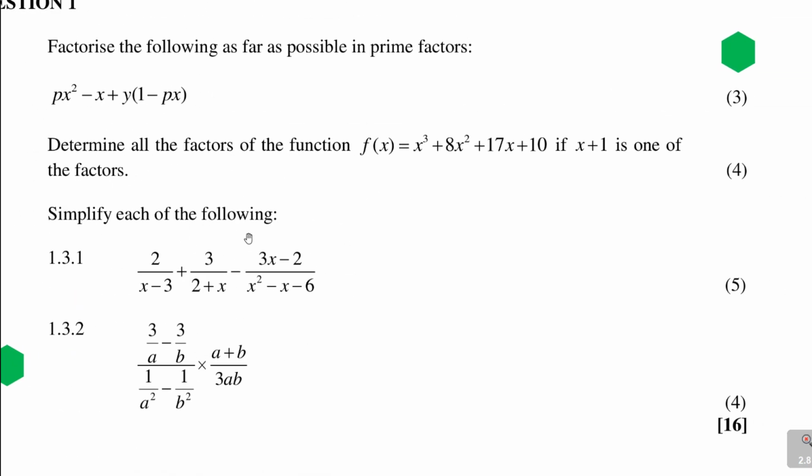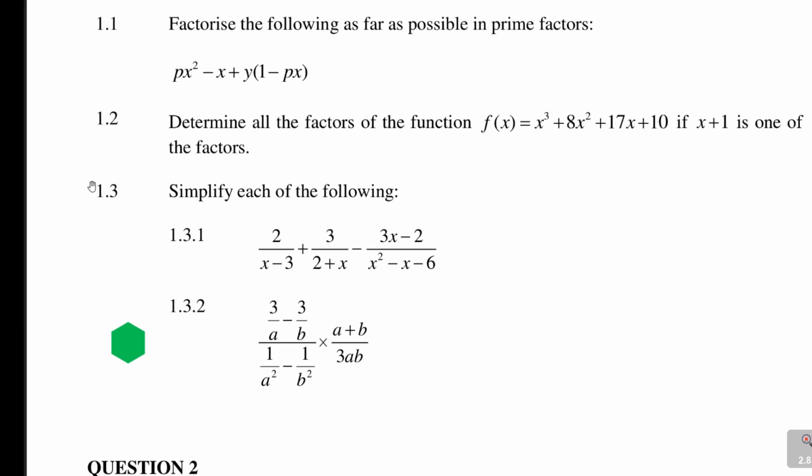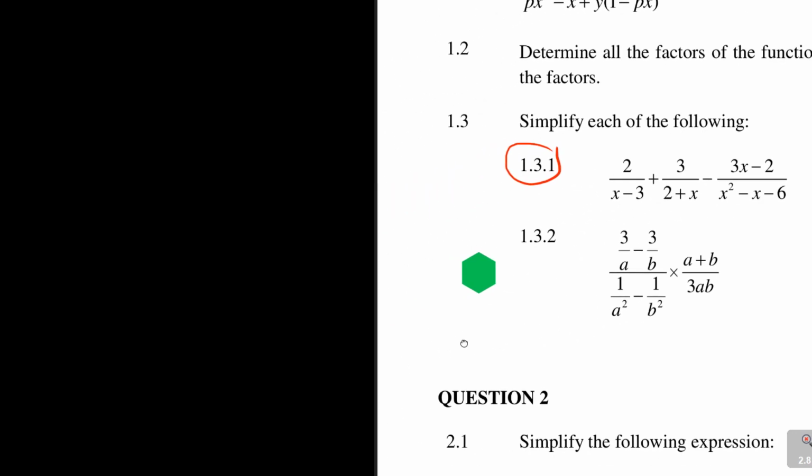Simplify each of the following. Just moving on, simplify, 5 marks, question 1.3.1, that's what I'm looking at here. We need to simplify this. It's an addition, so let's look at it. It says here I've got 5 marks, so you don't want to lose these 5 marks. It's 2 over x minus 3 plus 3 over 2 plus x.